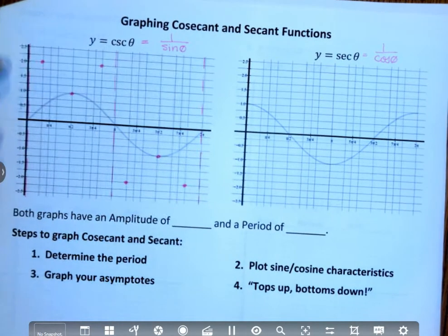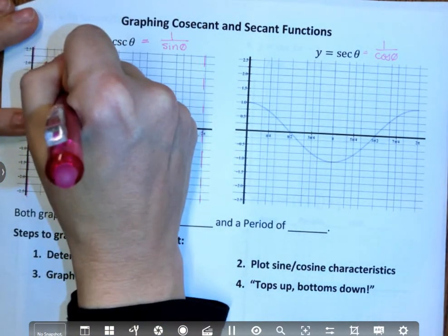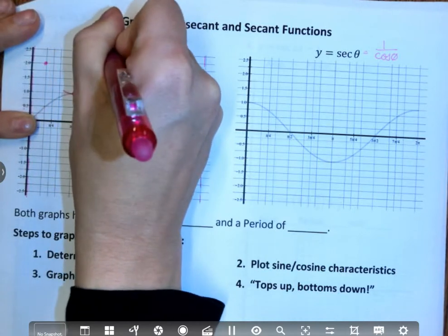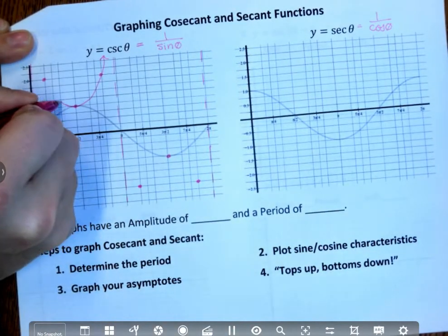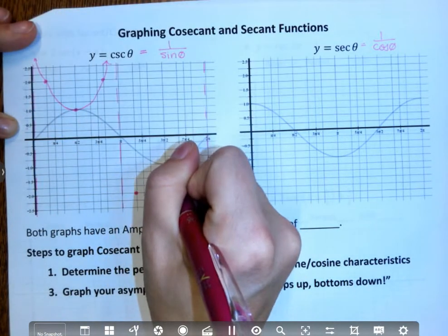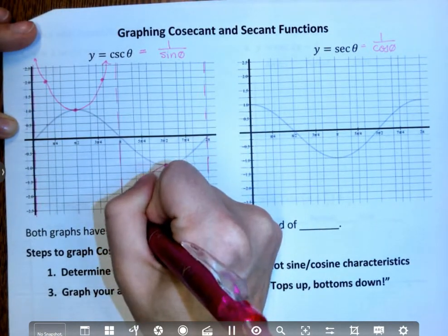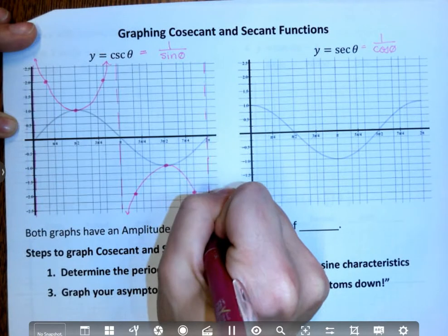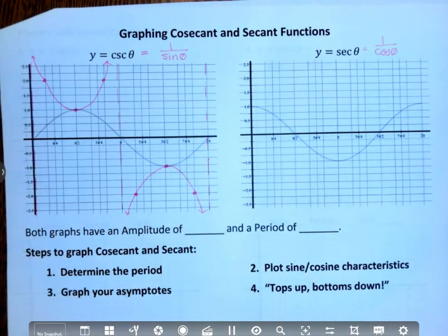Typically, when you draw these things, this is what it's going to look like. It's going to curve up and go on towards infinity. It gets infinitely closer and closer to that line. This is going to go down, getting closer and closer to that line. So what I have drawn in pink, that is my cosecant graph.